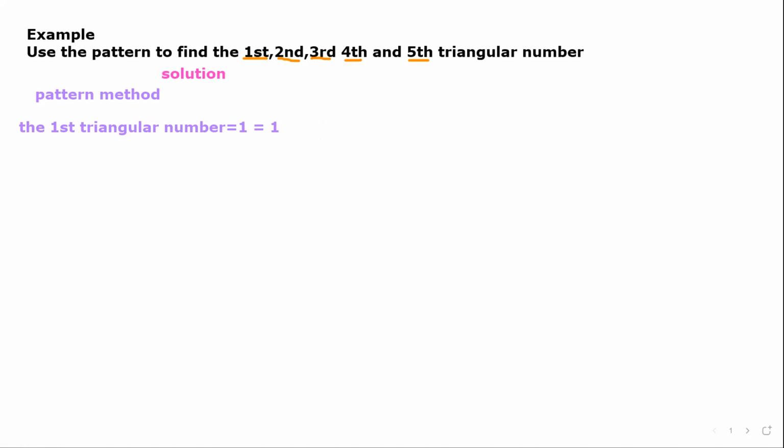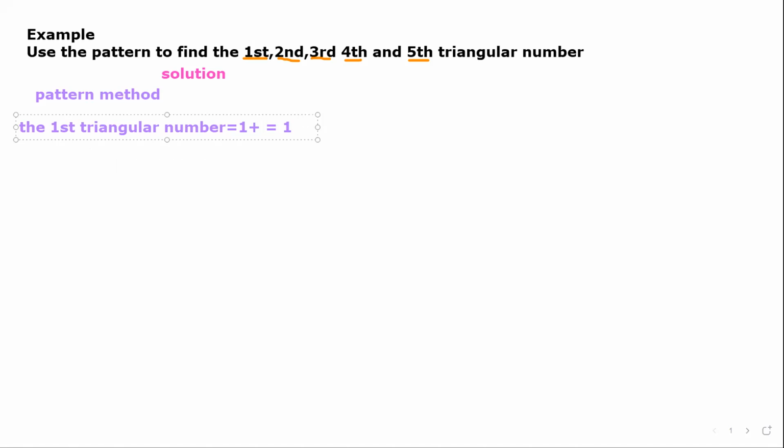Then we're done with the first triangular number. So the first triangular number here is what? Let me add the 1 plus here. That is 1 plus nothing, because that is the first one, okay?